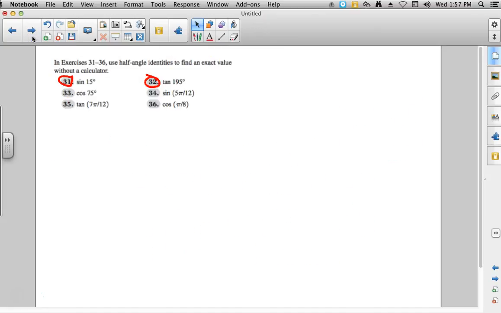Number 31, I'm going to use the half angle formula, it says. So for 31, I think, well, half of what? Well, it'd be half of 30.